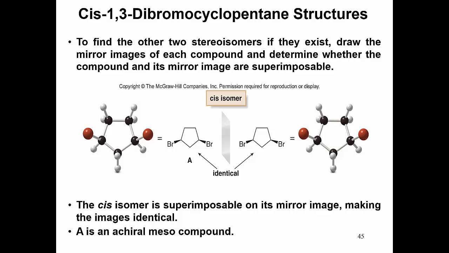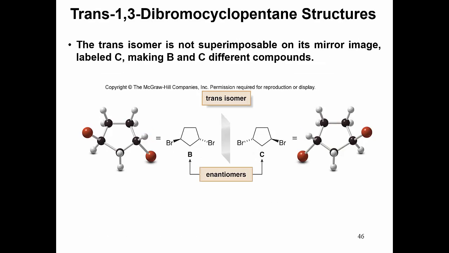So that's identical. And this is an achiral mesocompound, because you can see, you can draw a plane, a symmetry plane, straight down the center from top to bottom through A. And both the left and right halves of A, you can see, perfectly reflect each other. So guess what? A is meso and achiral. All right, let's look at the trans isomer.